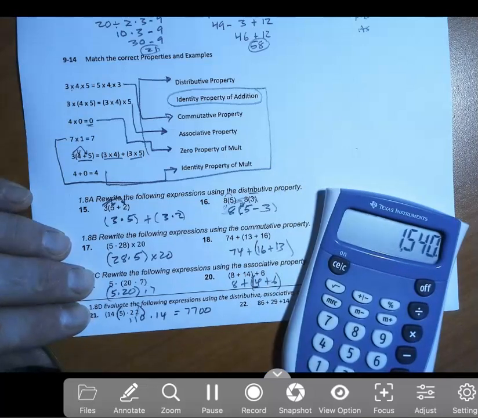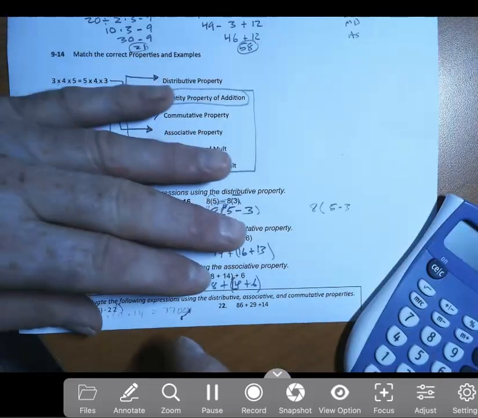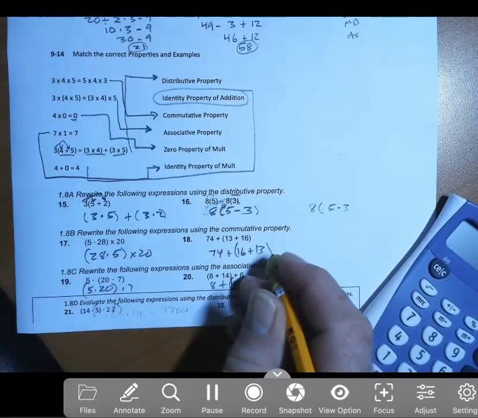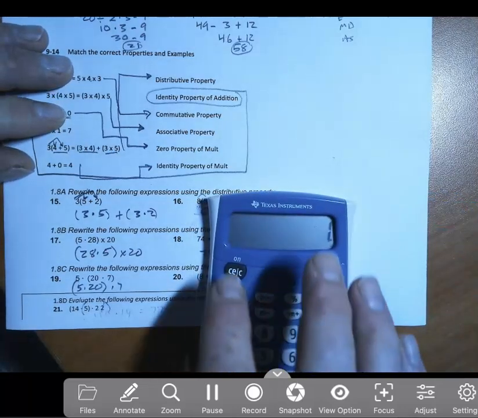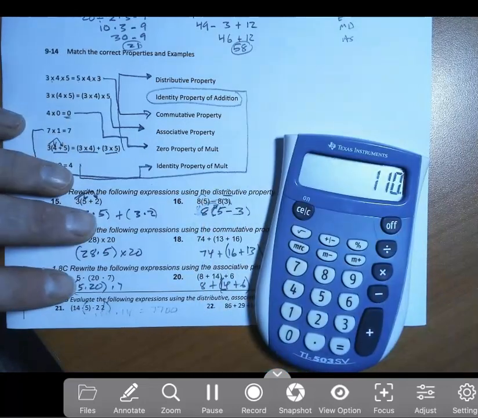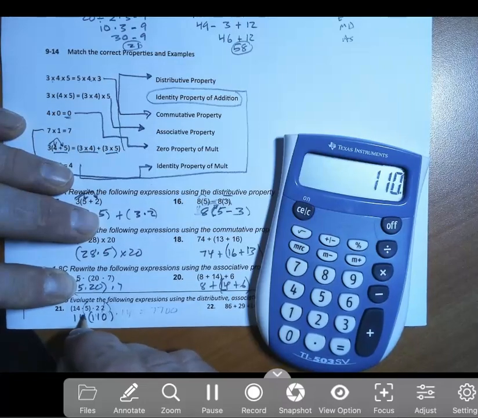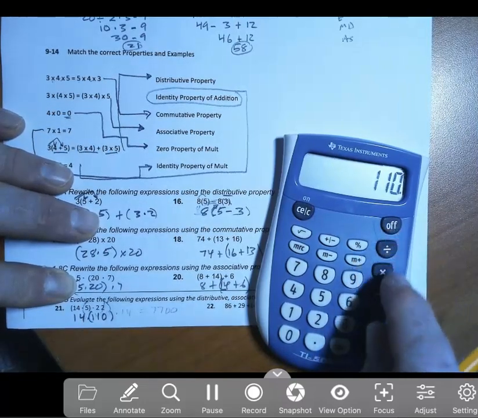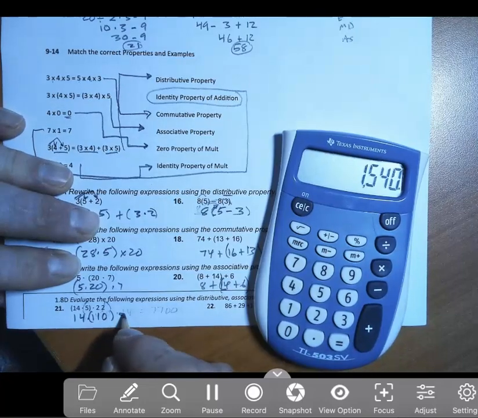Houston, we have a problem here. Yeah, it looks like we have a problem here. So let's just do this again. I did 5 times 22. 5 times 22 is 110. And we're going to take that times 14. I think I forgot to clear the calculator. There's 1540.